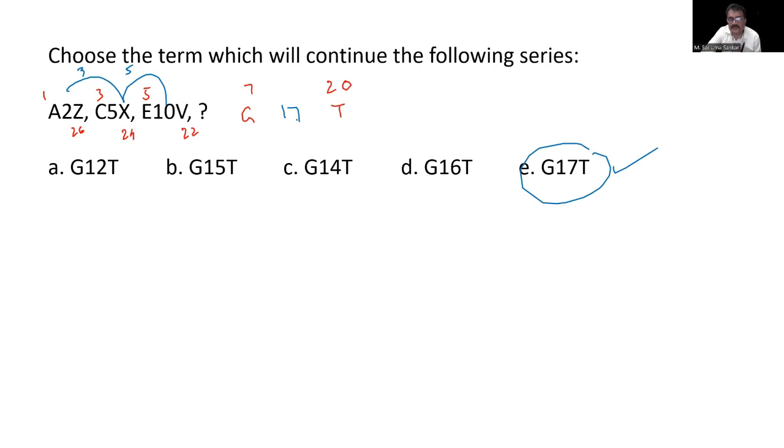The difference between two consecutive numbers: 2 and 5, 3; 5 and 10, 5; 10 and 17, 7. So what is the answer? G17T, which is the required answer. Is it clear?